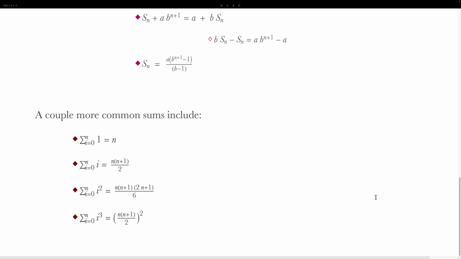Similarly, we have the sum from i equals 0 to i equals n of i squared will be equal to n times n plus 1 times 2n plus 1 divided by 6. And then the sum from i equals 0 to i equals n of i to the power of 3 will be n times n plus 1 divided by 2, squared.